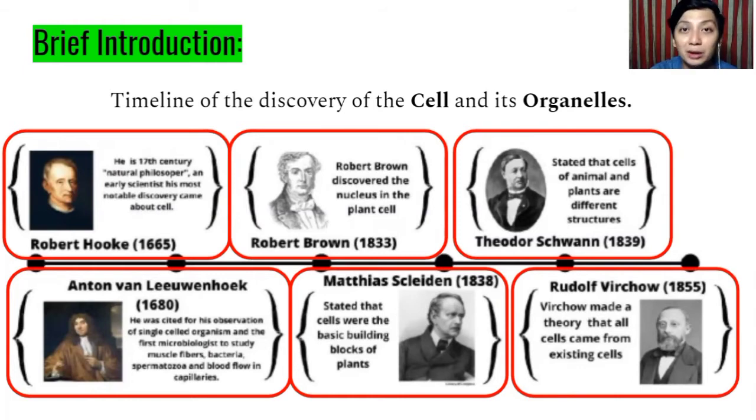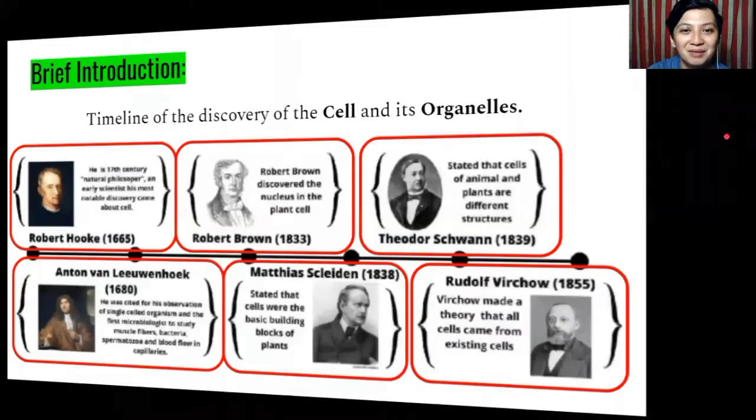So, we have Robert Hooke, Anton van Leeuwenhoek, Robert Brown, Matthias Schleiden, Theodor Schwann, and Rudolf Virchow, who are the scientists behind the discovery and the development of the discoveries of the cell. So, this is their timeline. Not just the cell, but also the organelles.